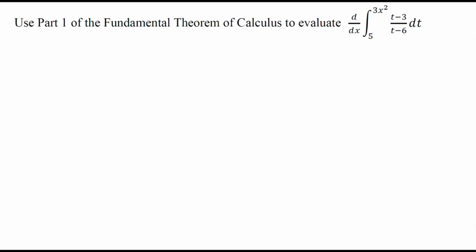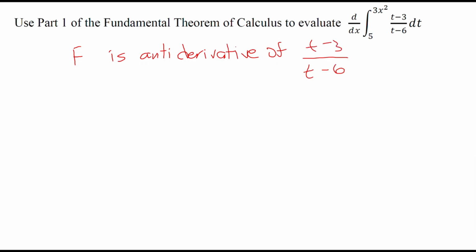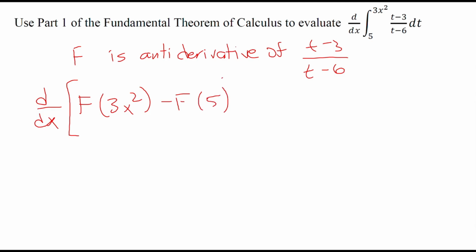Same process here for this one. We're just going to do the capital F is an antiderivative of t minus 3 over t minus 6. And so we end up with a derivative of capital F of 3x squared minus capital F of 5. Now, this is a little bit different, right? Because once again, capital F of 5, that's just a constant, so its derivative is 0.